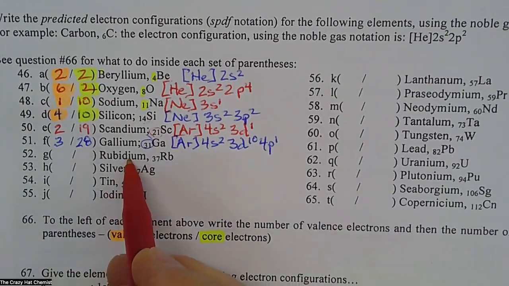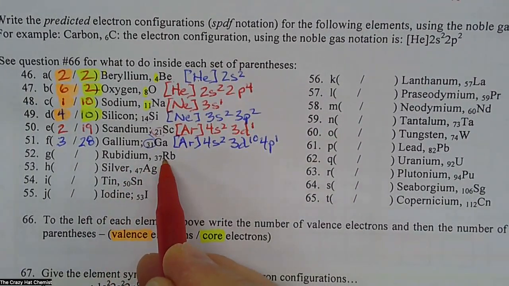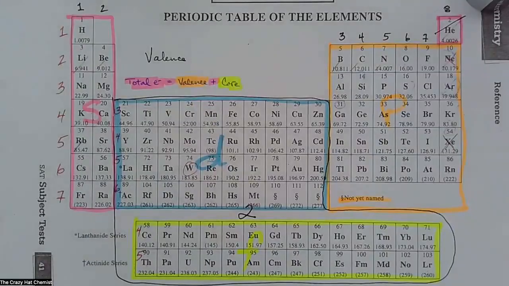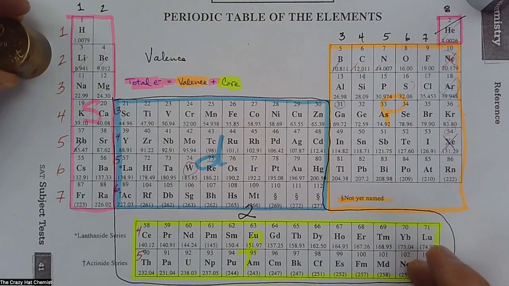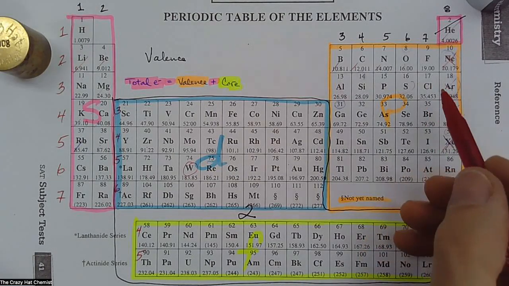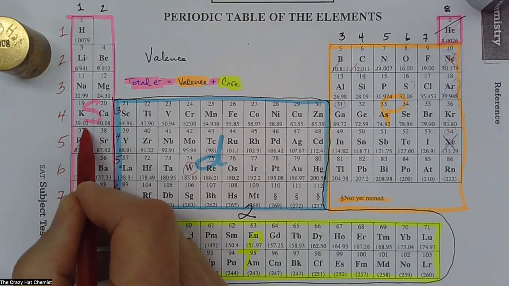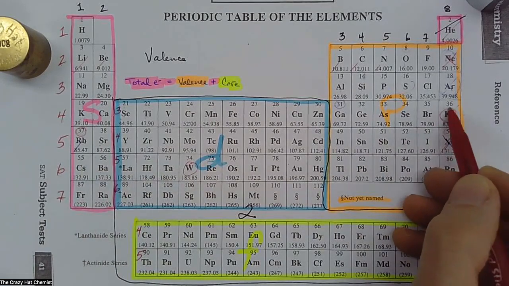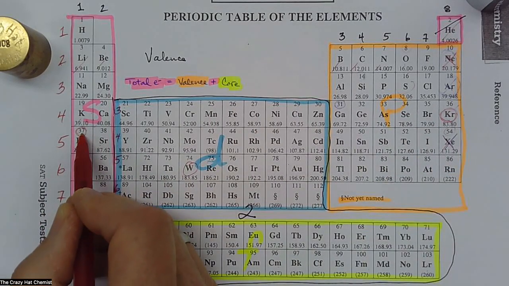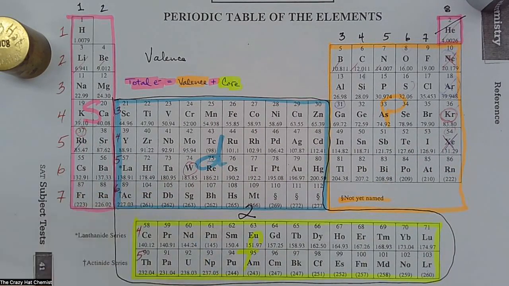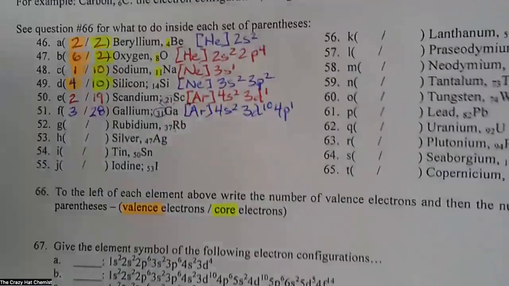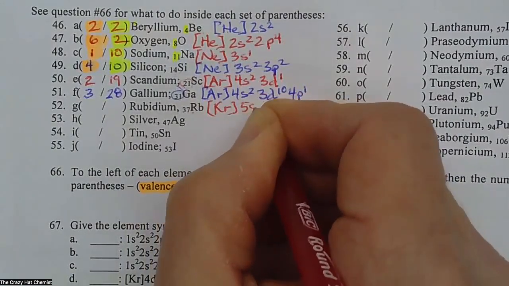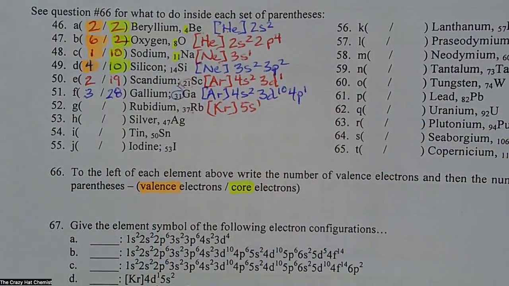Our next one is rubidium. That is element number 37. So number 37, let's zoom out so we can find element number 37. Element number 37 is right here, rubidium. I'm going to go up one period, slam it to the far right. That's going to be krypton, and then 5s1. Simple. Krypton with 5s1. So Kr, and that's a 5s1. That's the electron configuration for rubidium.